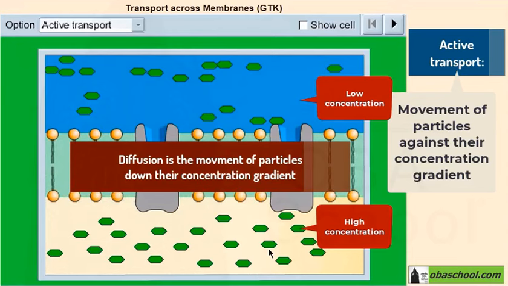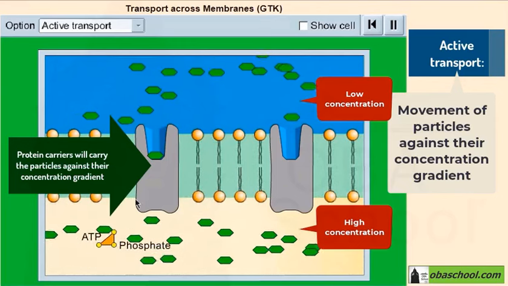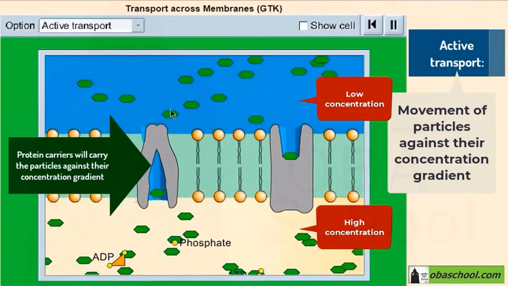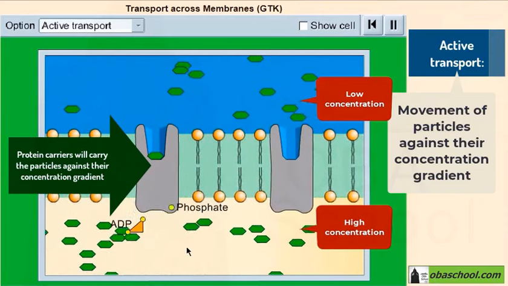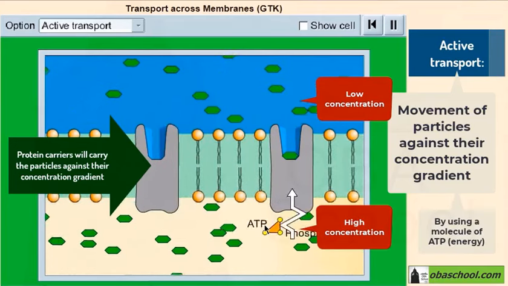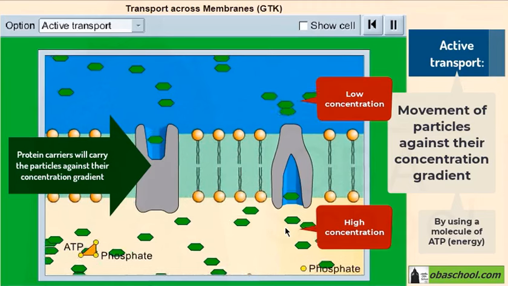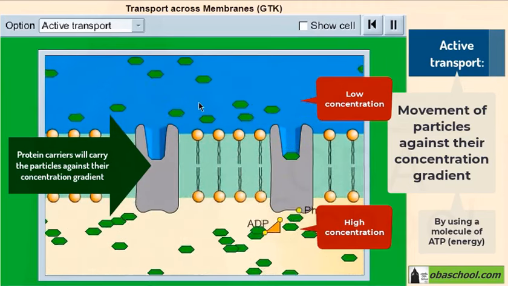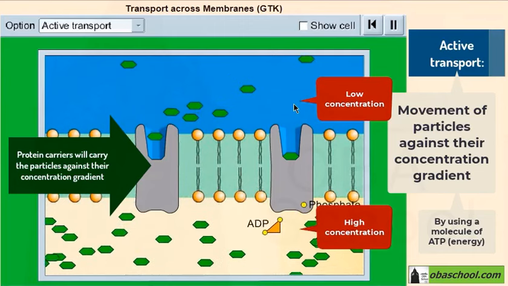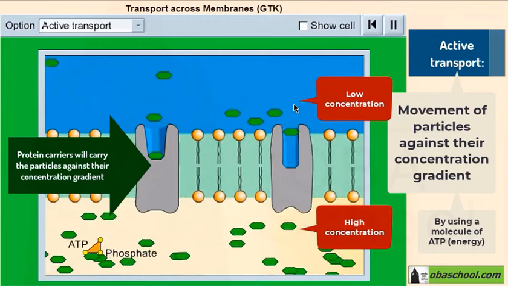Since diffusion is the movement of particles down their concentration gradient, meaning from the inside to the outside environment in our case. To overcome this problem, the cell uses special protein carriers which will carry the particles against their concentration gradient by using a molecule of ATP for energy. So, in active transport, the cell uses ATP for energy in order to carry the particles against their concentration gradient.